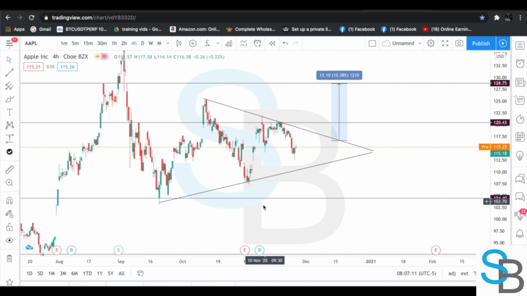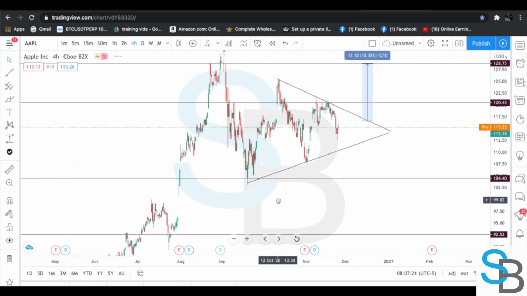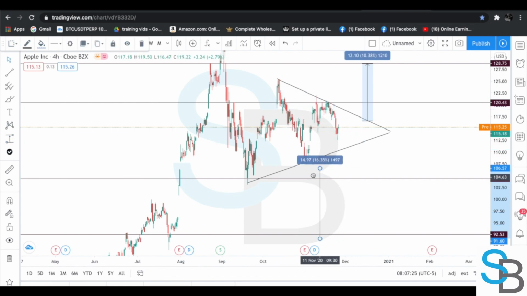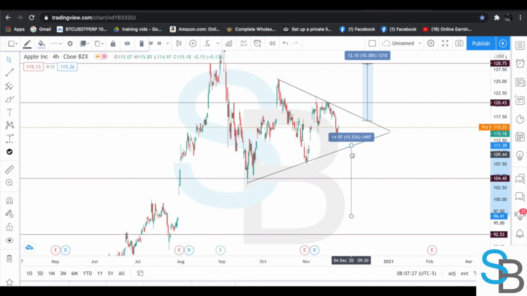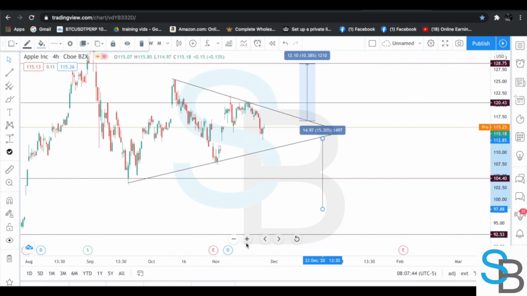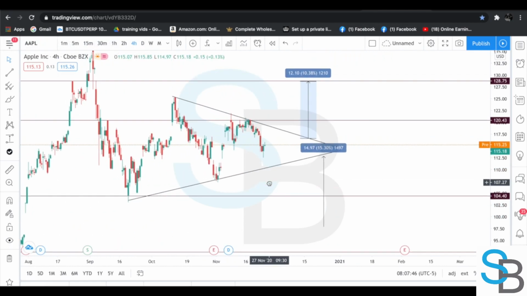And if it breaks down to the downside, then our target would be, let's measure it again. Towards here. So now a wait and watch scenario is going on. We have to keep an eye on this triangle for breakout and breakdown. For confirmations, we can use the indicators.